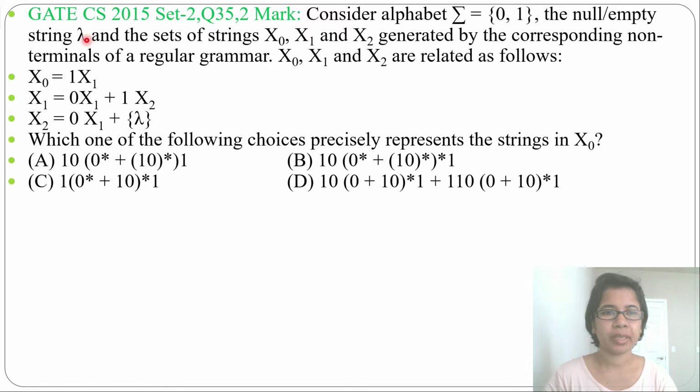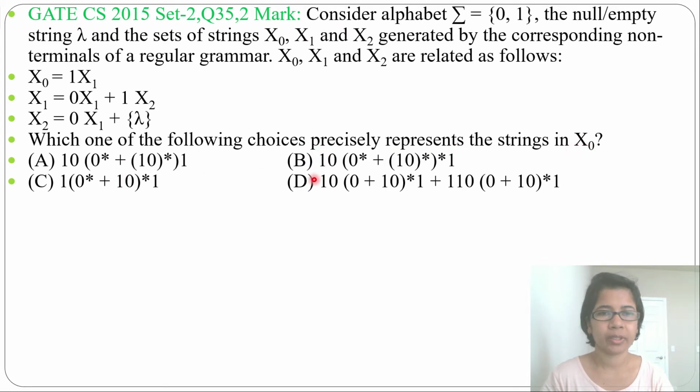Generally we use epsilon, but in some books this symbol is present, so it is equivalent to epsilon. And the set of strings x0, x1 and x2 generated by the corresponding non-terminals of a regular grammar. x0, x1 and x2 are related as follows: x0 equals 1x1, x1 equals 0x1 plus 1x2, x2 equals 0x1 plus gamma. Which one of the following choices precisely represents the strings in x0?